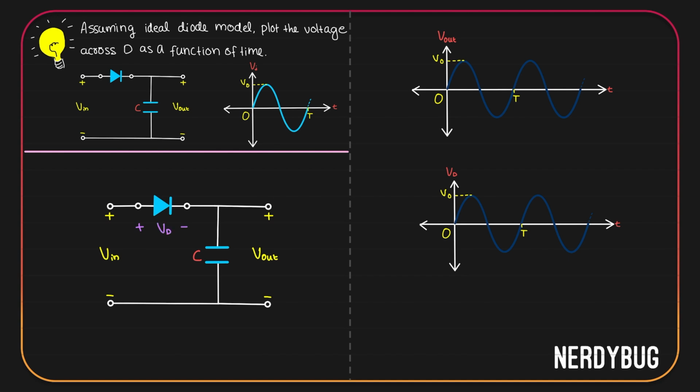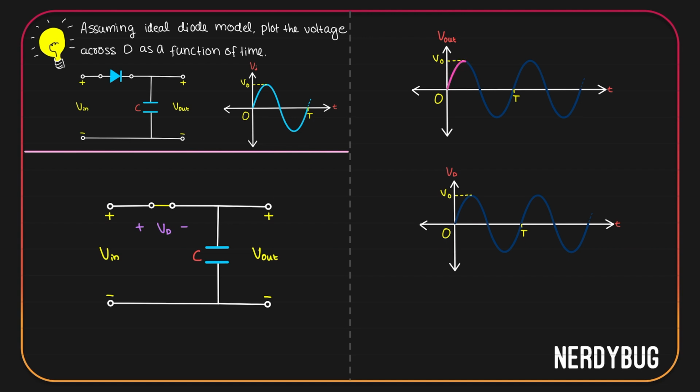Let's mark the potential across the diode Vd. Now consider the input from 0 to T by 4. Input goes from 0 to its maximum value. Input is positive, so the diode will get positive potential here and negative potential here. It is going to be forward biased, which means we can model it as a closed circuit. In this case, whatever is given at the input is exactly seen across the capacitor. And we are taking the output across the capacitor, so output is going to be equal to input. Let us plot it on the graph like this.